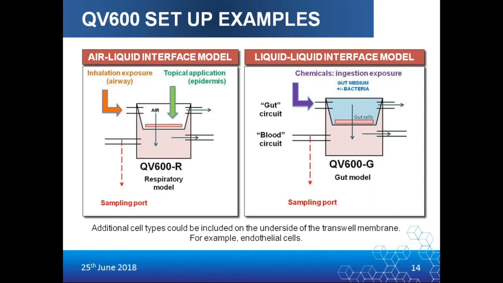In the lower compartments of both the models, both the air-liquid interface and the liquid-liquid interface, additional cell types could be cultured, either at the bottom of the chamber or on the reverse side of the transwell membrane. Thus, this advances the physiological relevance because we can include more than one cell type and study interactions between the different cell types. So that's about me for the QuasiVivo 600 setup.